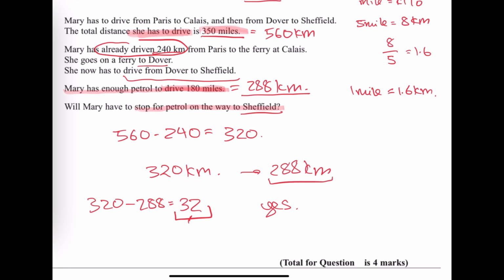She can go all the way, but she's not able to do that unless she stops for petrol. So it's yes, and you need to make this very clear, because this is a question they want you to answer. You will get marked on making sure you know how to explain, so you can explain by saying that 320 is more than 288, meaning that she has to stop because she won't be able to cover the whole distance.